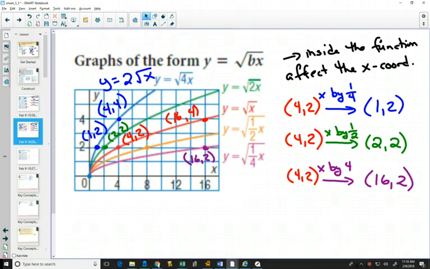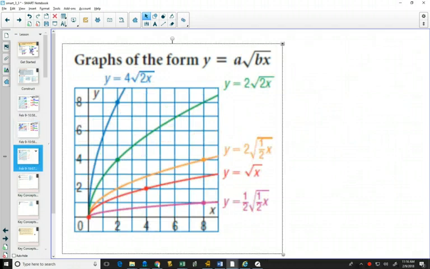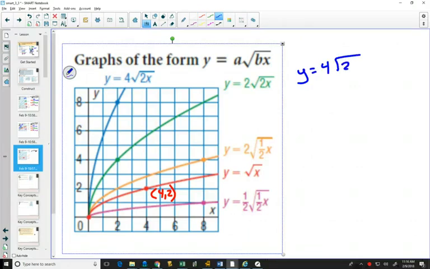In the last example here, we have both of them combined. So again, what's going to happen is you're going to take a point, and the original point they've given us this time is 4 comma 2. And in the blue one, and we'll look specifically at the blue one in this case, we have 4 square root of 2x. So we have a 4 outside of the function and a 2 inside of the function.